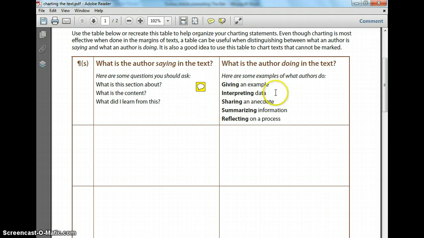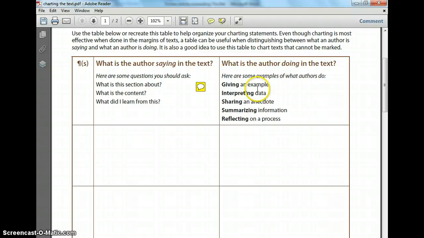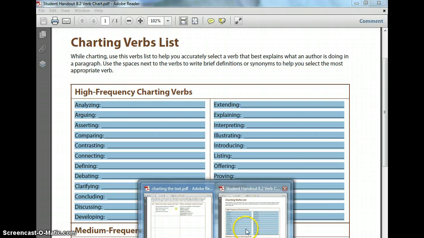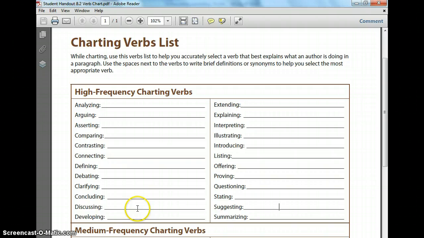So then looking at the doing side, you'll do the saying the same way for every single one, following these same rules. When you look at the doing side, what is the author doing in the text? They're giving an example, interpreting data, sharing an anecdote, summarizing information, reflecting on a process. Let's look at your verb chart. You're going to choose from these high frequency verbs. These verbs help you to sound academic in your writing, and this will translate into your summary. So when you're looking at these, let's say, what is the author doing in paragraphs 1 and 2? They are contrasting conditions from before till now.